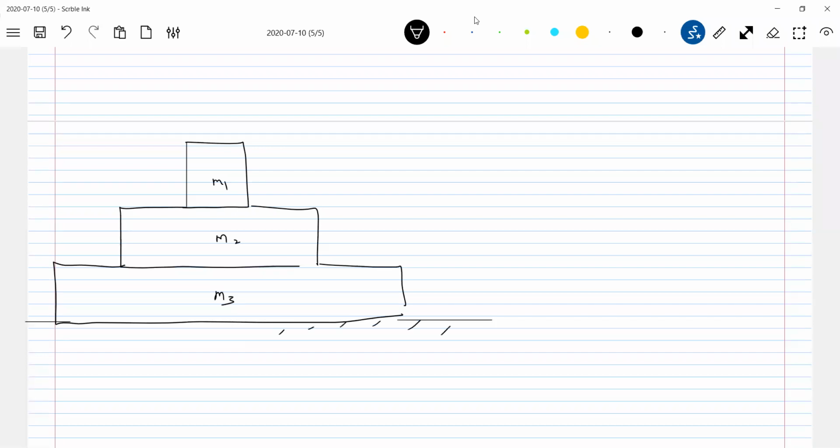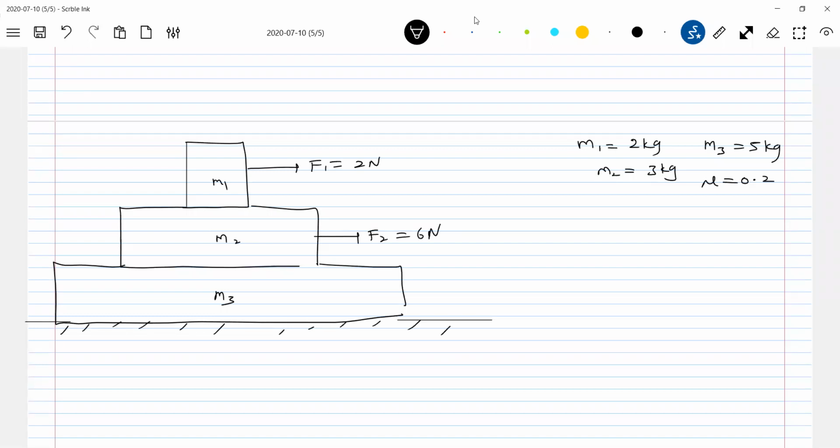Now this idea, what happened, you have to start applying for any number of blocks. Let mu equal to 0.2. I applied a force F1 equal to say 2 Newton, F2 equal to 6 Newton. So this is rough, this is rough. So we have to calculate acceleration of blocks and the friction acting at all surfaces.